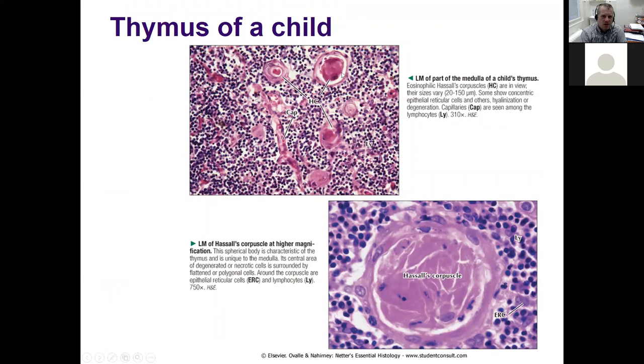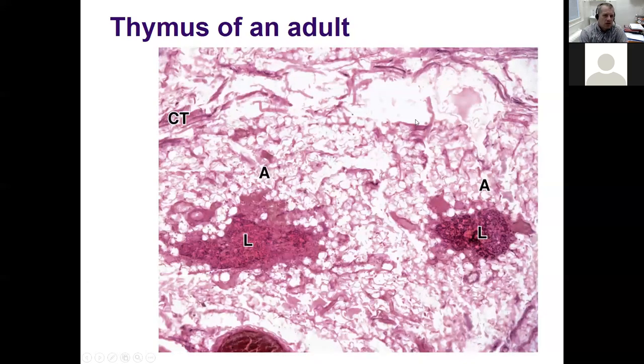The Hassall's bodies are in the medulla. They are growing with age. There are speculations about the functions, but I don't believe it's really understood these days. But it's a normal part of this. And these cells are collapsed reticular epithelium cells. Okay. And this is the thymus of an adult, where mostly only small islets of immunocompetent lymphoid tissue remain.